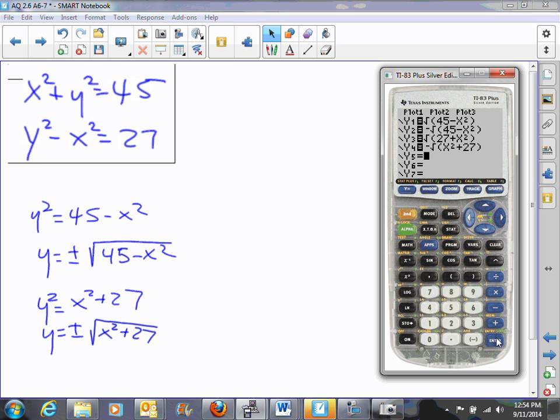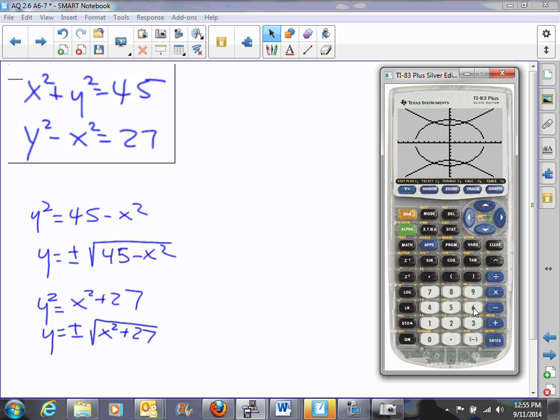Now, let's go back to Zoom 6, the standard 10 by 10 window. All right, so you can see we have kind of this oval thing in the middle. And actually, guys, it does go to the x-axis. The calculator just has difficulty knowing that. And then we have a branch up at the top and a branch down at the bottom.